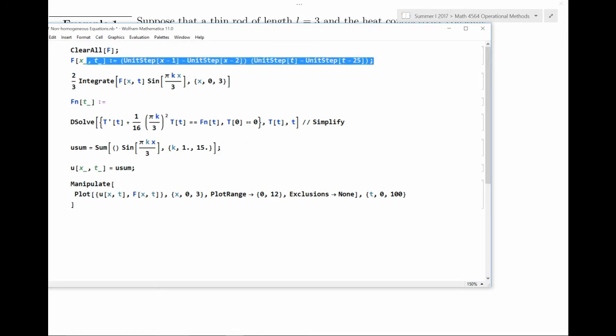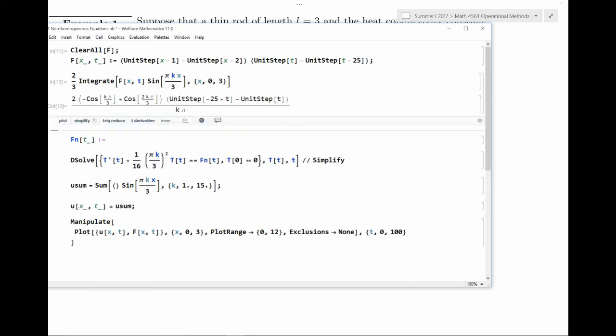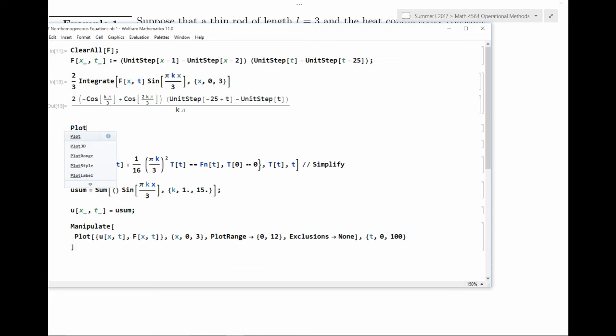So here I define capital F of x, t as the function that I just provided. This integral computes the sine series expansion of the function f of x, t. You can quickly see that the function depends on t only, and the dependence on x has disappeared. As an experiment, let's plot the function f of x, t for x between 0 and 3, and t from 0 to, say, 50.